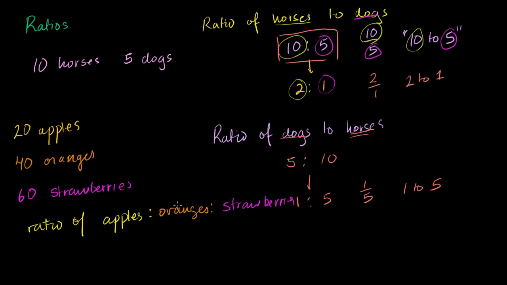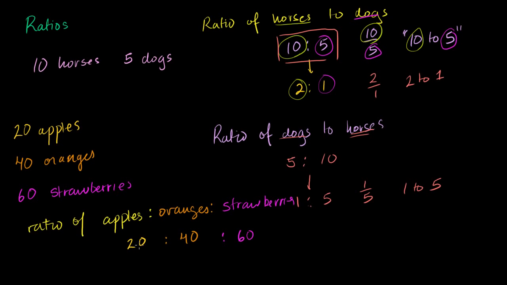Well, I could start off by literally saying, for every 60 strawberries, I have 40 oranges and I have 20 apples. So then this would be legitimate. You could say the ratio of apples to oranges to strawberries is 20 to 40 to 60. And that wouldn't be wrong, but we saw before we could put it into reduced form.